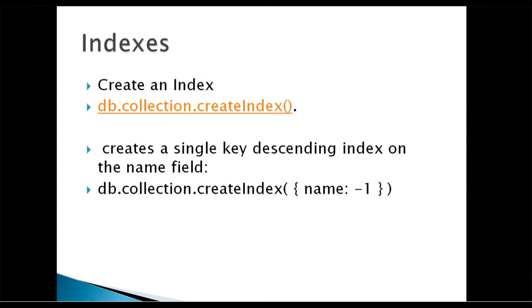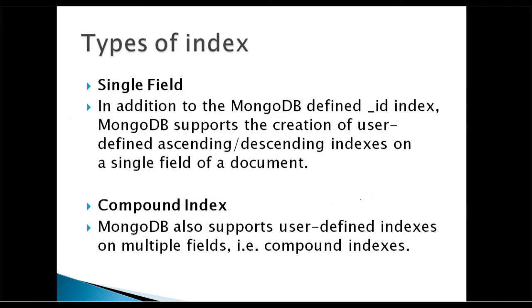Let's discuss how to create a user-defined index. As we have discussed, the _id index exists when you create a collection. By default, it is created. You can create your own index on a single key. This is the syntax for creating a descending index on the name field in a collection. -1 for descending, 1 for ascending.